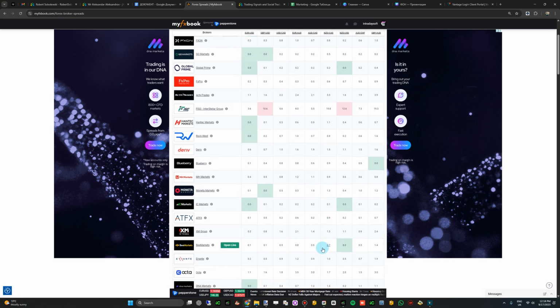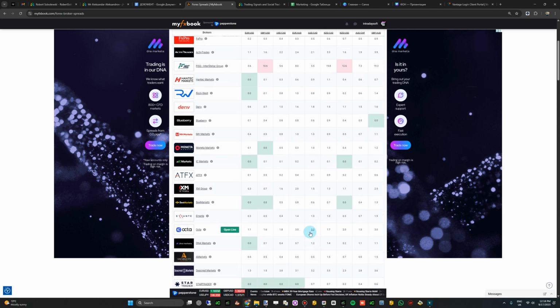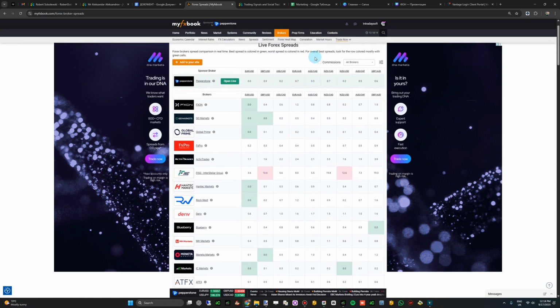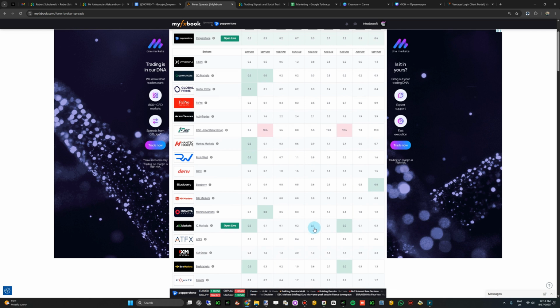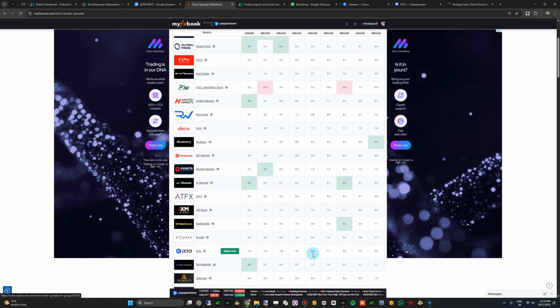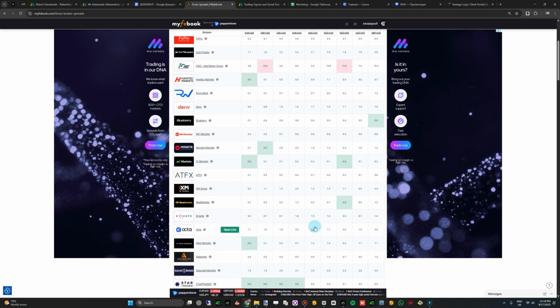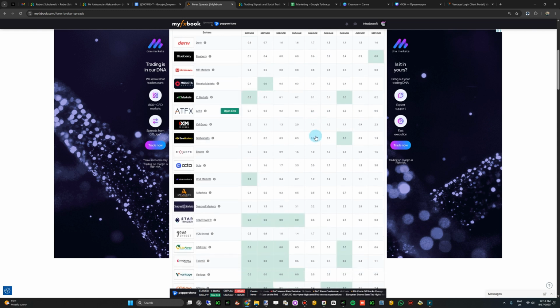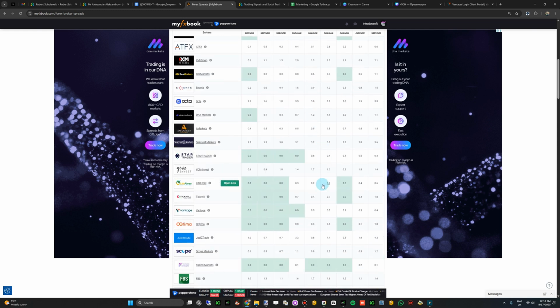And for example, let's say we go further down. OctaFX offers a spread of 3.0, while Pepperstone, for example, has 0.3 and IC Markets has 0.1. So here, OctaFX's spread is 10 times higher than that of IC Markets or Pepperstone. So we can simply take a look.